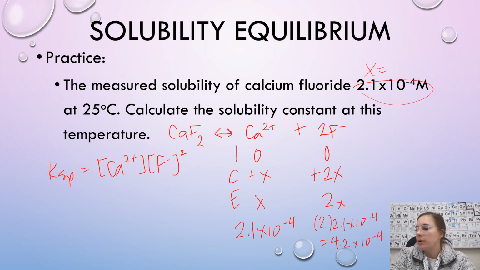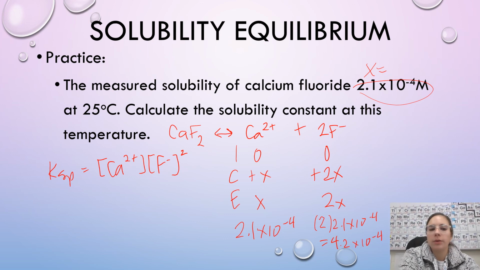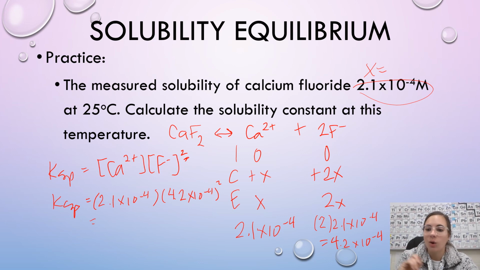So now that I know my 2 equilibrium concentrations, I can plug them into KSP: 2.1 times 10 to the negative 4 times 4.2 times 10 to the negative 4 squared. That is the biggest mistake students make, is forgetting the coefficient is the exponent in your K. So when you multiply this together, we get 3.7 times 10 to the negative 11.